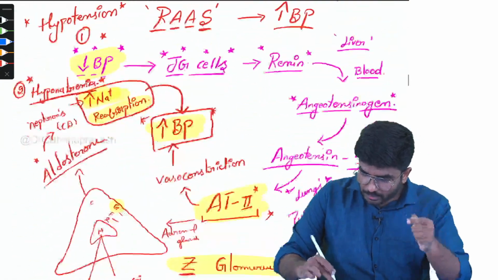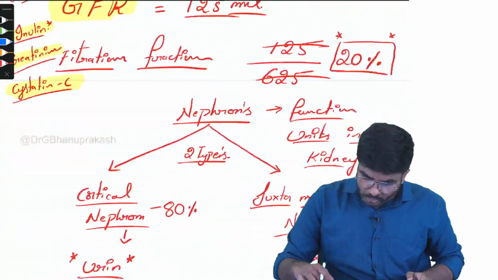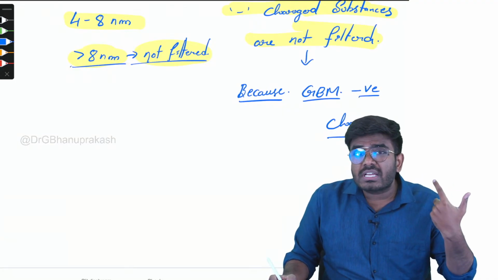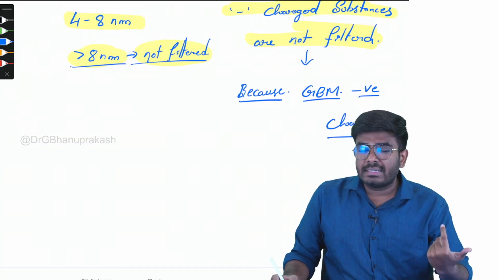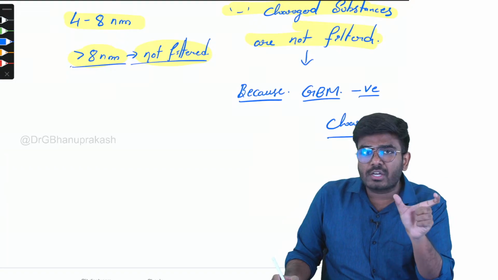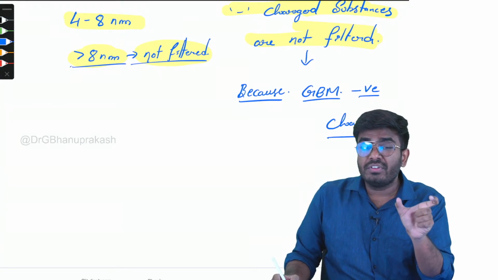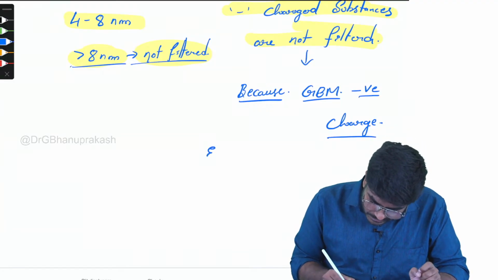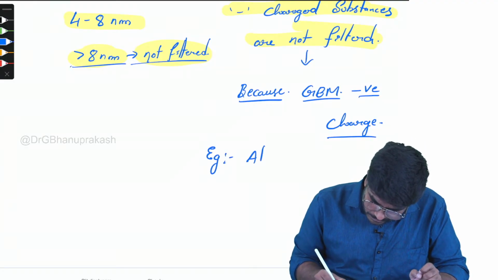Can anyone give me one example of a negatively charged substance that is not filtered? See, the example here is albumin.